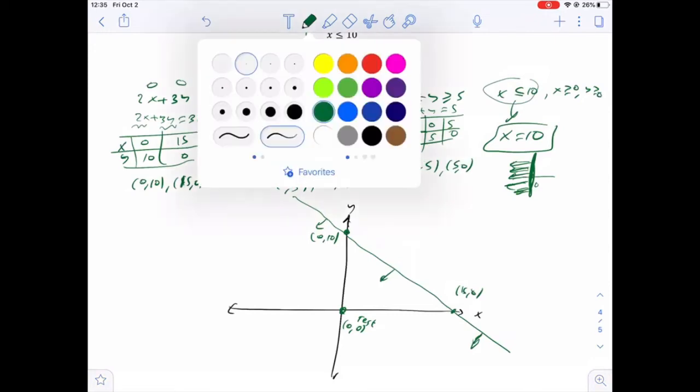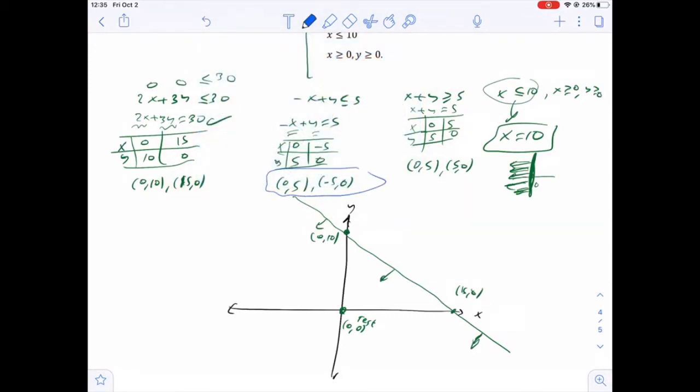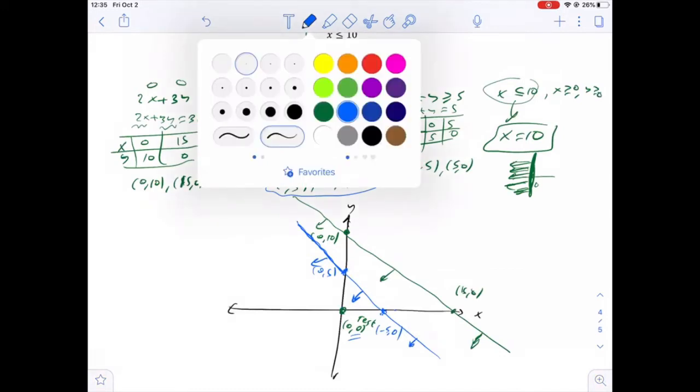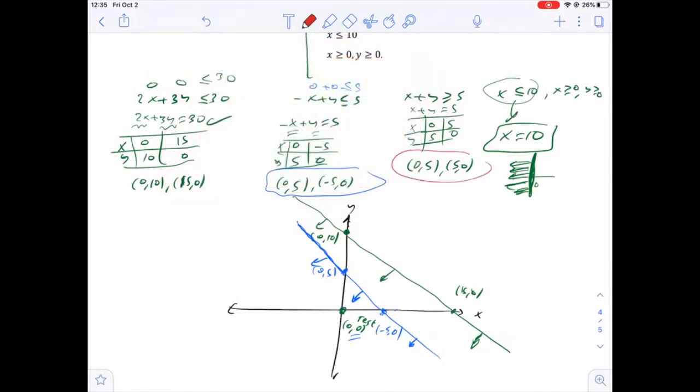And then for the second one, we have 0, 5 and negative 5, 0. 0, 5 is here, and negative 5, 0 is here. And then we graph this line. Now, after graphing this, we use the test point 0, 0 to see if this is correct. 0 plus 0 is less than or equal to 5. That's correct. So the solution is below the blue line. Now we have the third inequality. Let's use red color. We have 0, 5 and 5, 0.